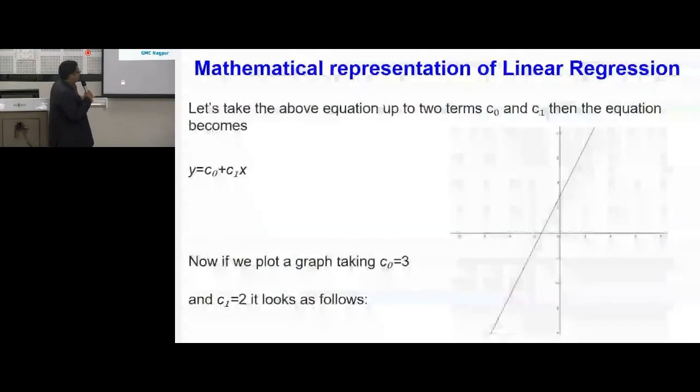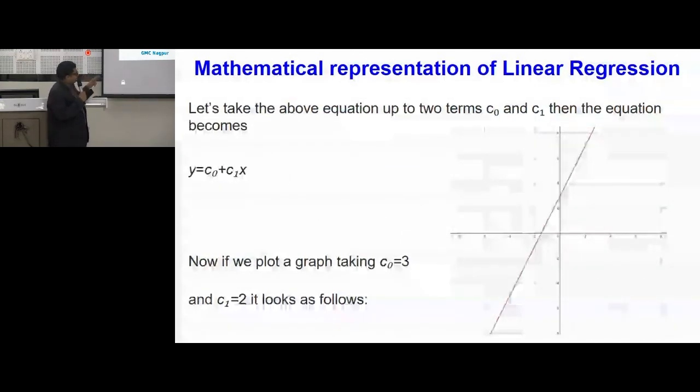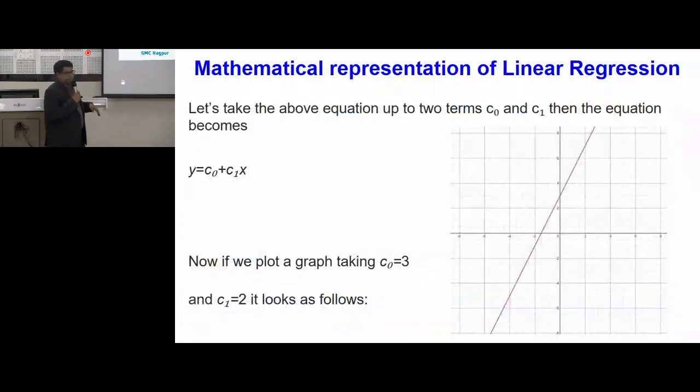If you only take two terms, c0 and c1, and neglect the terms after, then it becomes a line. It becomes a line if we take c0 equal to 3 and c1 equal to 2. The line looks like this. That is why it is called linear regression, because finally it becomes a line.